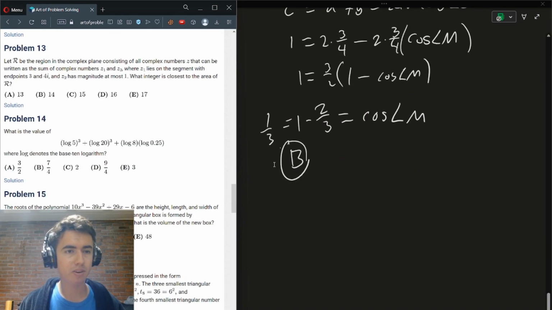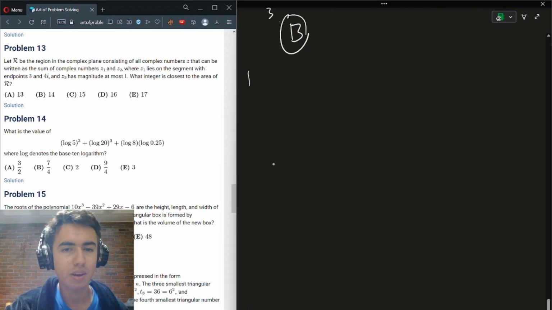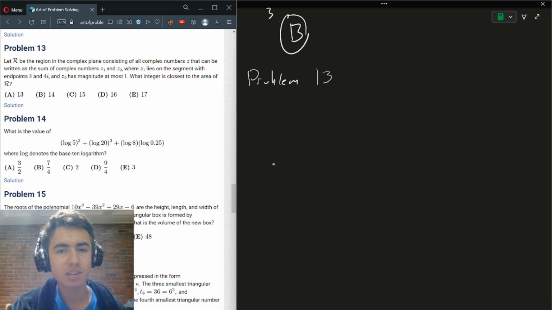Now let's look at problem 13. In this problem, we're given two complex numbers that have a set of values that they can be, and then we want to say, what is the area of all combinations of those numbers, z1 and z2, that they can be. For these types of problems, I think it's usually best to look at what geometrically the values of the complex numbers can be.